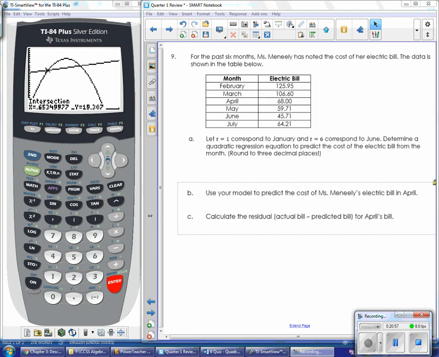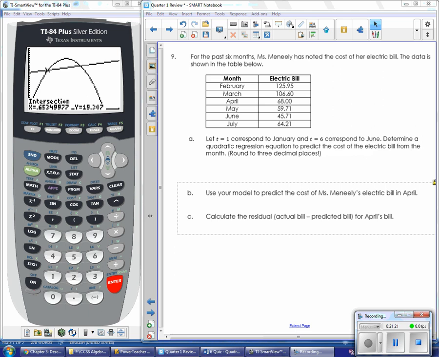Okay, in problem number 9, you're given some data. It says, for the past 6 months, Miss McNeely has noted the cost of her electric bill, and the data is shown in the table below. So you can see I've got data for February, March, April, May, June, and July, and the electric bill for each of those months. You're told to let T equal 1 correspond to January, and T equals 6 correspond to June.